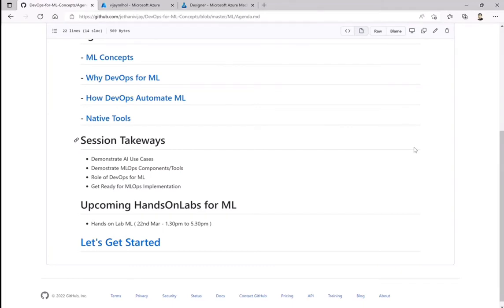Upcoming will be our hands-on lab, where we will do a deep dive into more of a technology implementation. What are the tools you will be using? We will get hands-on with each and every tool, from the UI per se, and see how you work with the designer or workflows. That is what we will cover in our hands-on lab for ML, which is next week from 1:30 p.m. to 5:30 p.m. on 22nd of March. Okay, so let's get started with our first topic on ML concepts.